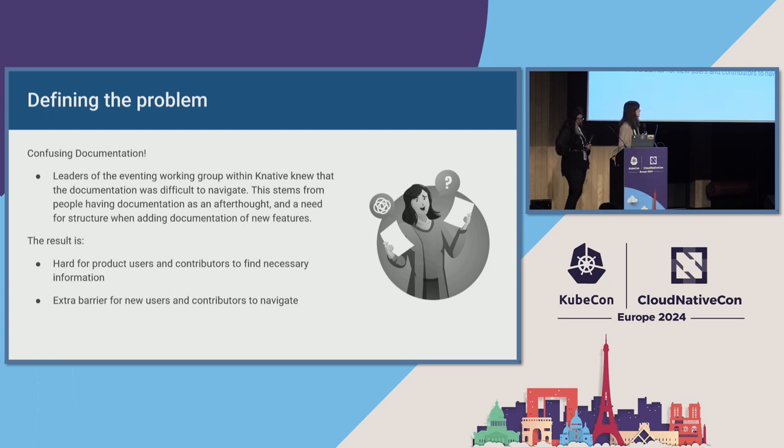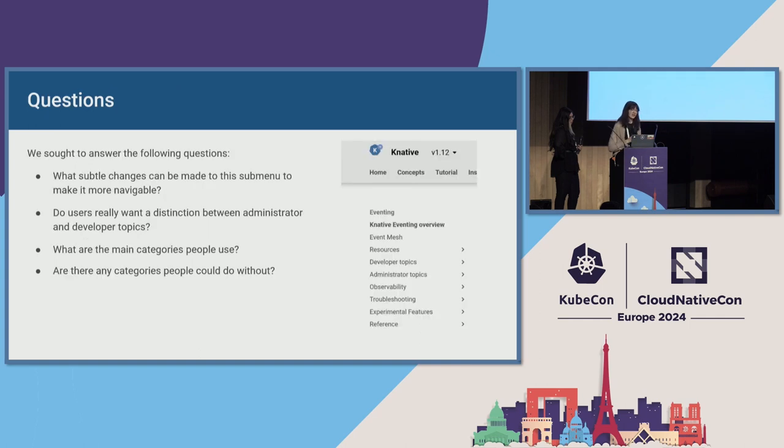And the end result is that it's hard for contributors to find the specific feature, it's hard for end users, and it's hard for maintainers to keep up with the whole documentation and its structure. So we were looking at the following questions. What subtle changes can we make to this left side menu so that it's more navigable?